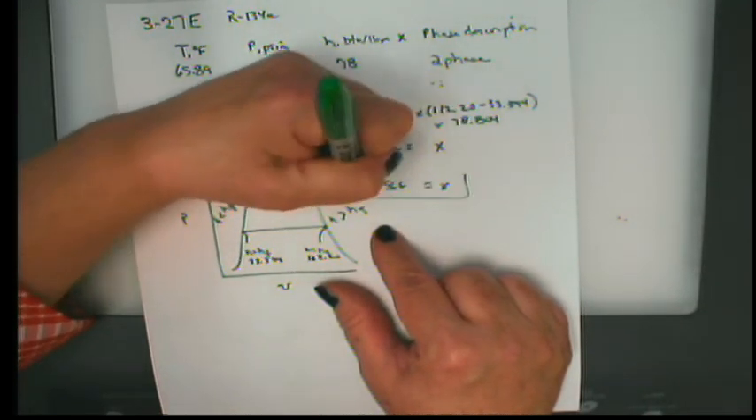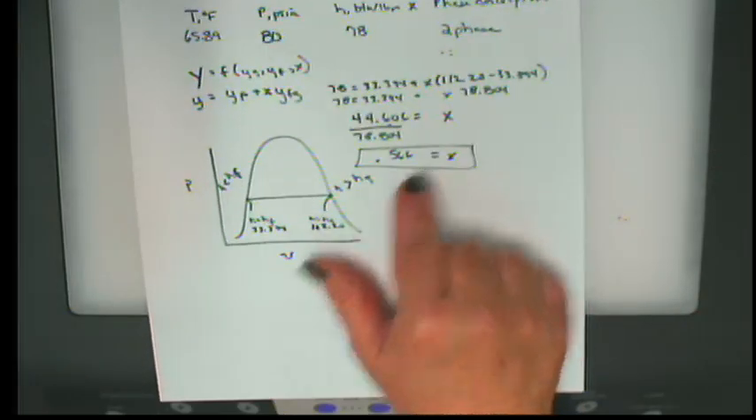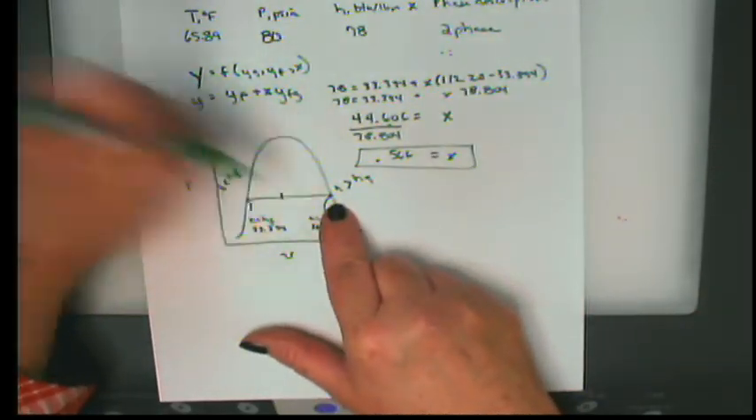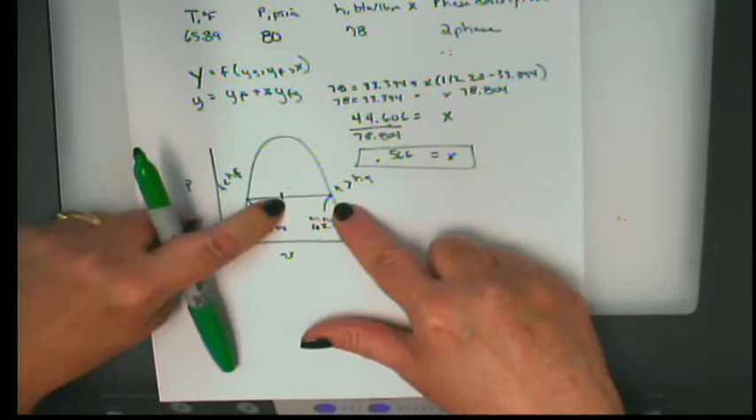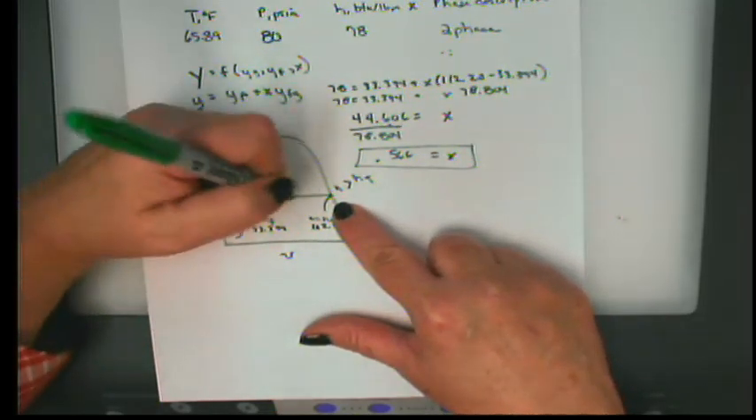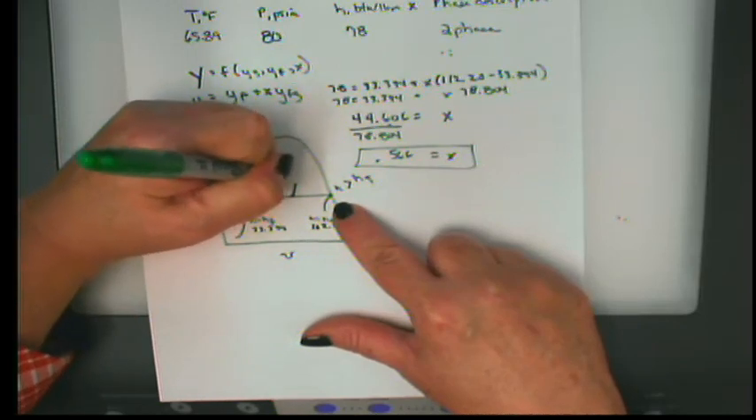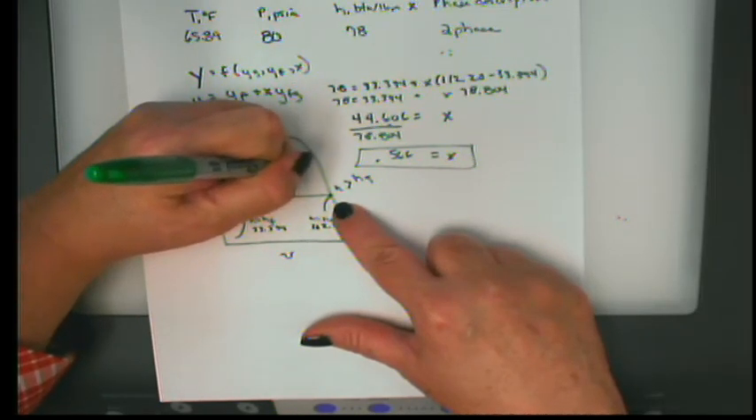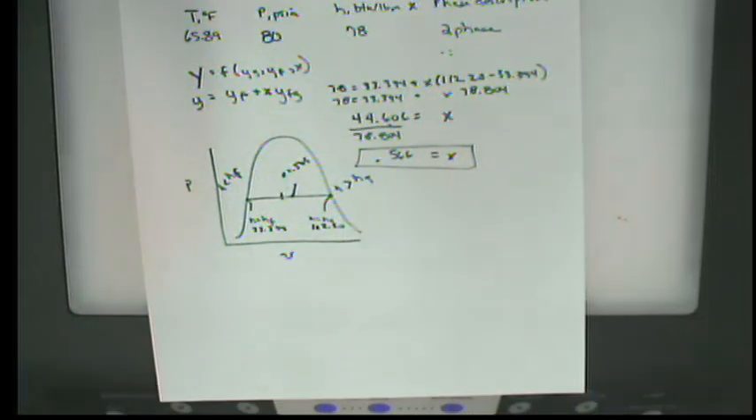0.566. So what does that mean? Well, right in the middle, x would be what? If it's 0 here and 1 here, what would it be right here? Yep. So we're just off to the side. And what that means is that 56.6% of the mass of the fluid is vapor, and the remainder, 43%, is liquid. Okay?